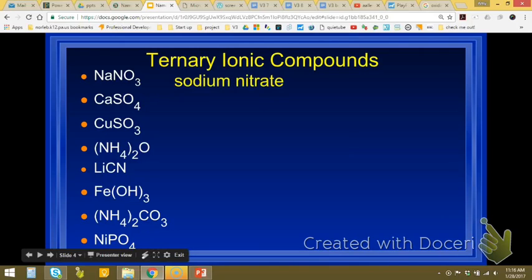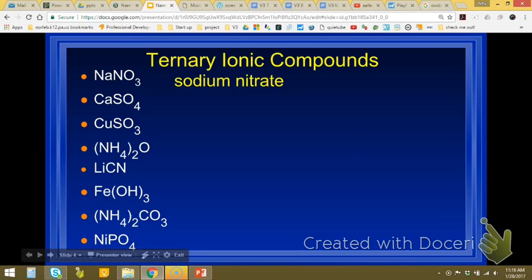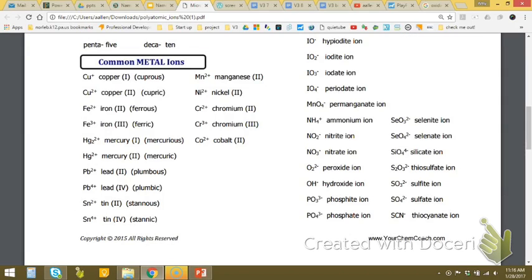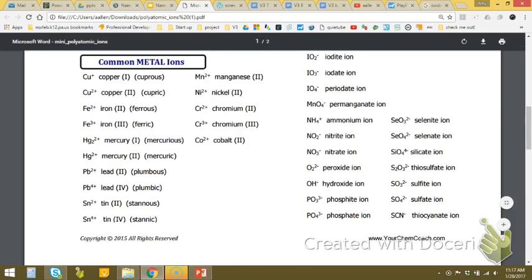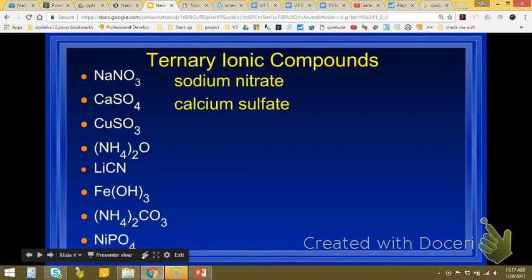CaSO4. Ca is calcium. Let's take a look at the charge for calcium. Calcium is in the second group, so it has a +2 charge. And SO4, let's find out what SO4 is. SO4 is sulfate. That is a -2 charge, so those two things balance out. So CaSO4 is calcium sulfate.